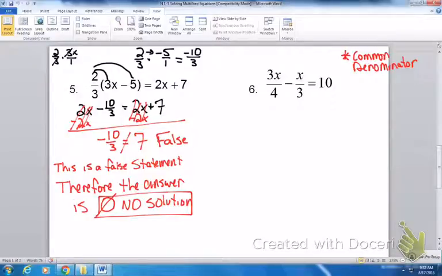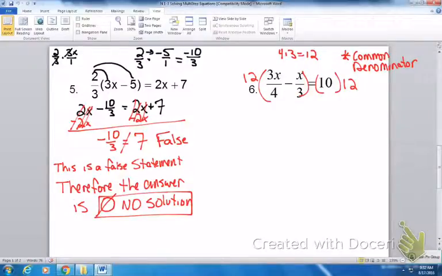Now, probably the quickest, easiest way to get a common denominator is to take your denominators and multiply them together. If I do 4 times 3, I get the number 12. So if I multiply both sides of this by 12, the fractions should go away and I'm left with something a lot easier, okay? So I'm going to do this the long way.